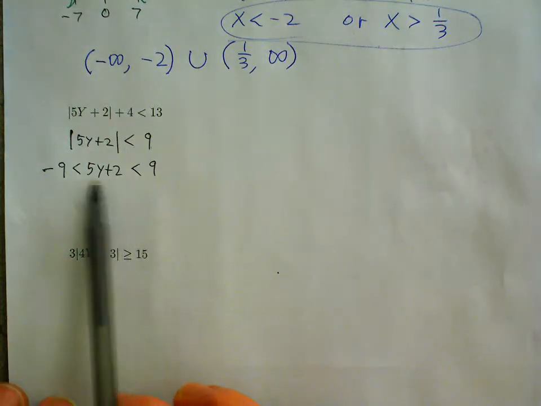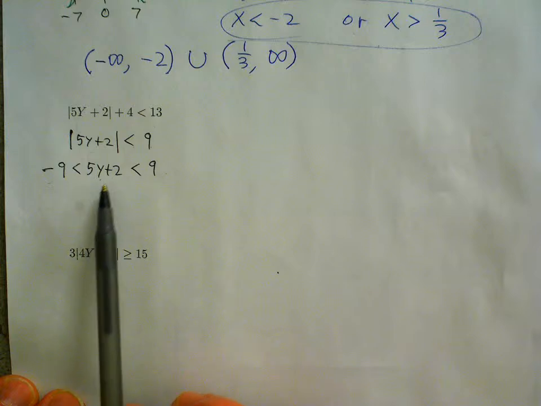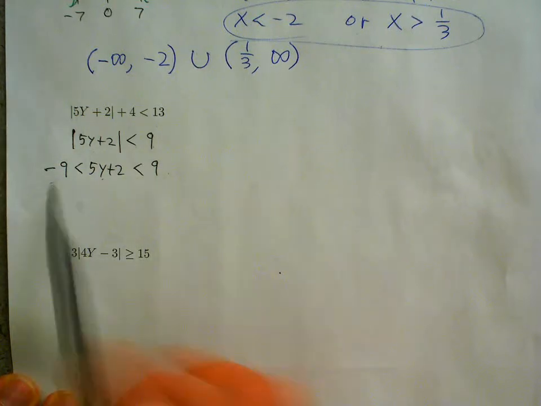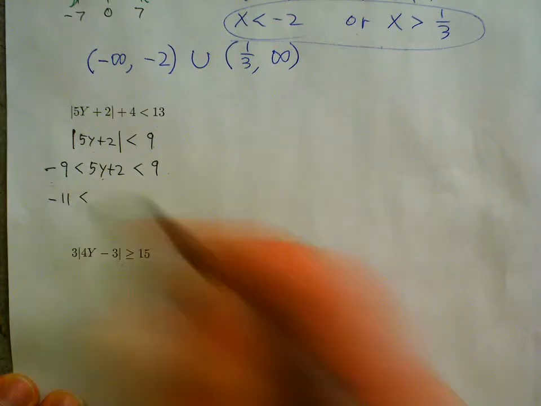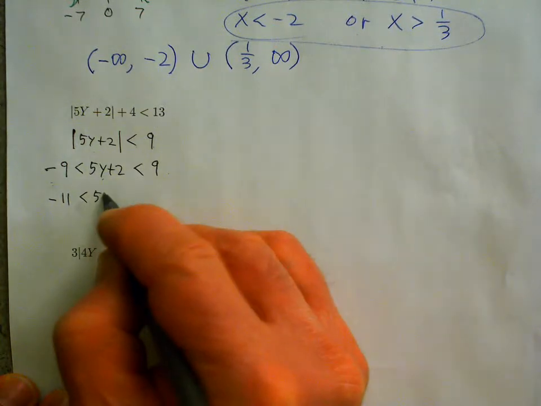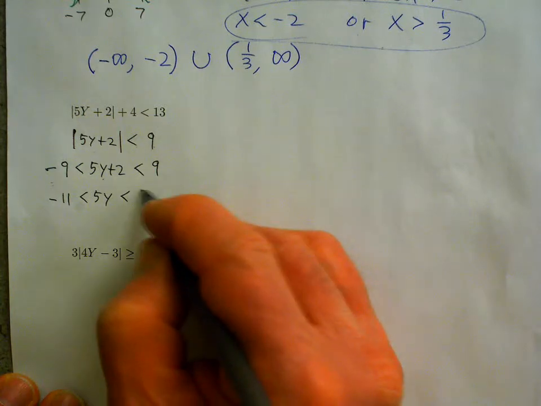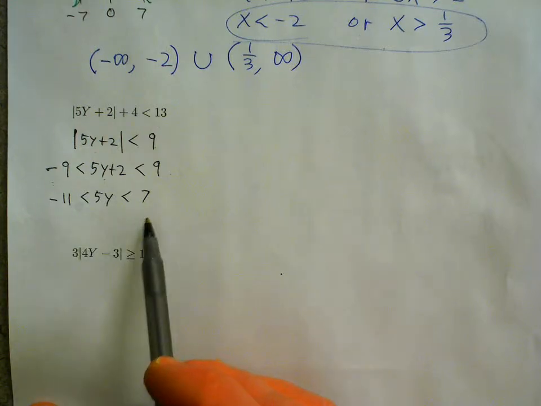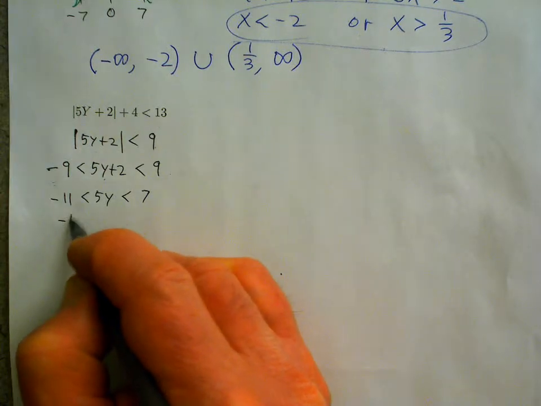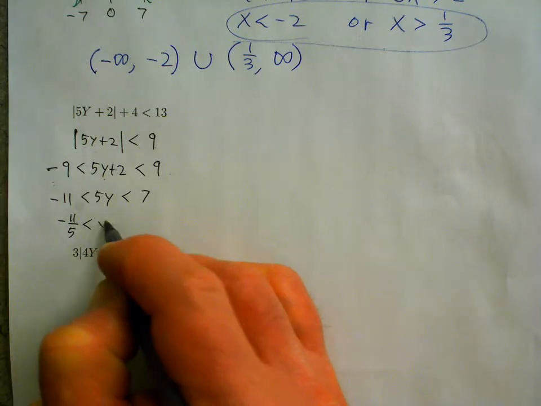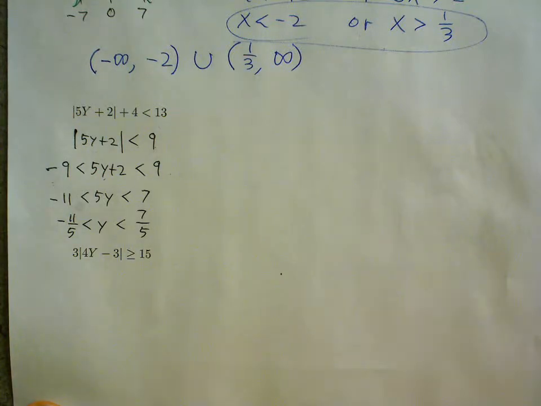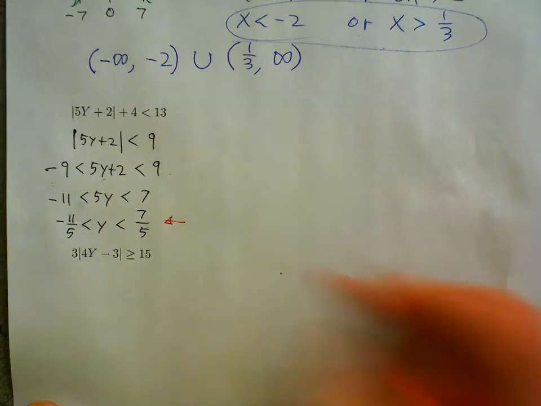Okay, then we'll solve this compound inequality. We want y to be by itself in the middle. So first, subtract 2 from each of the 3 parts. Negative 9 minus 2 is negative 11. 5y plus 2 minus 2 is 5y. And 9 minus 2 is positive 7. Then we divide each of the 3 parts by positive 5. And we get negative 11/5 is less than y, which is less than 7/5. Okay, so this is the algebraic notation.